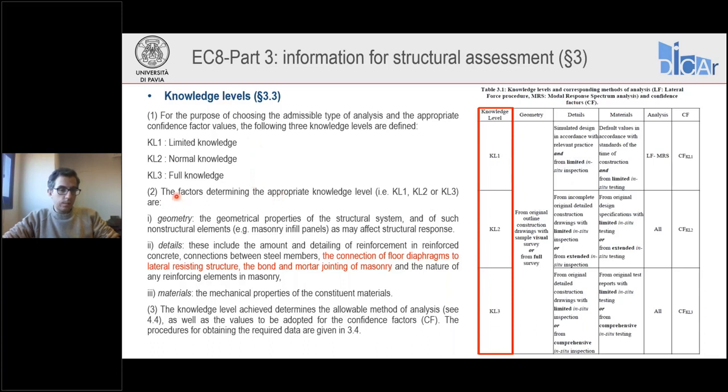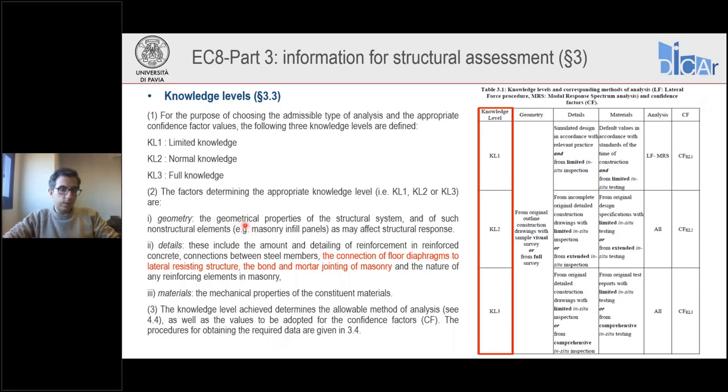The factors that influence the different knowledge levels are essentially three: geometry, details, and materials. Now, all this information is summarized in this table, which is table 3.1, which I'm going to comment on here and in the next slides.